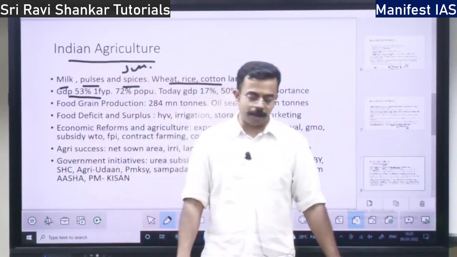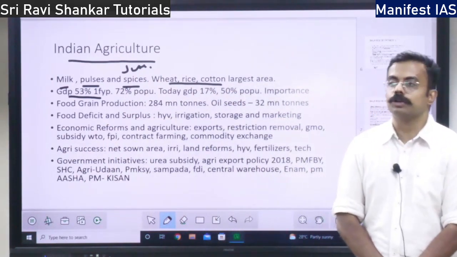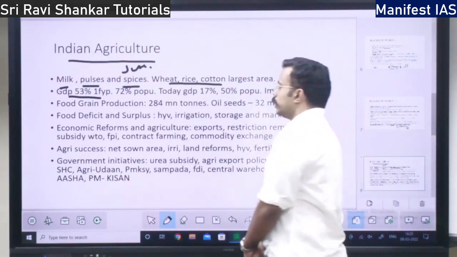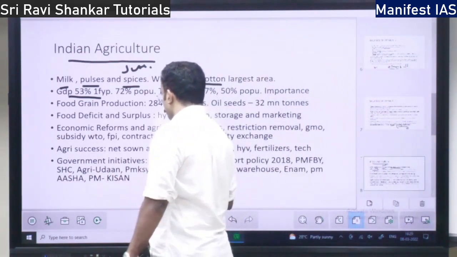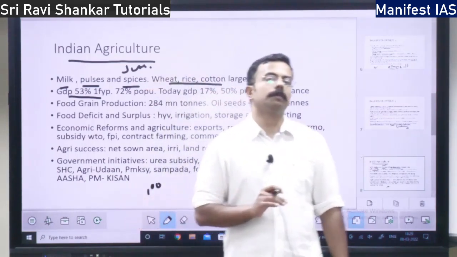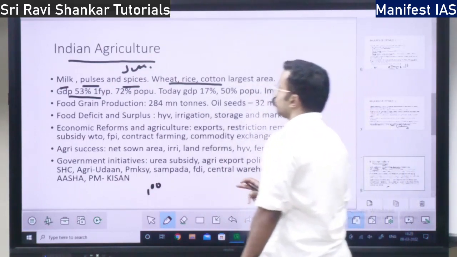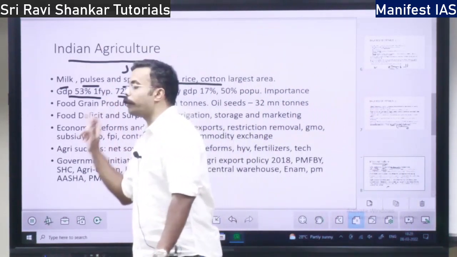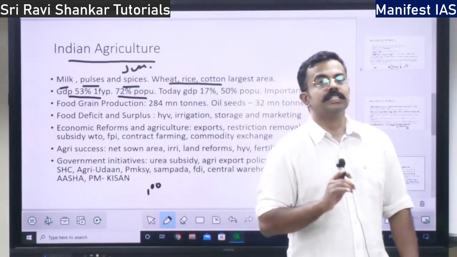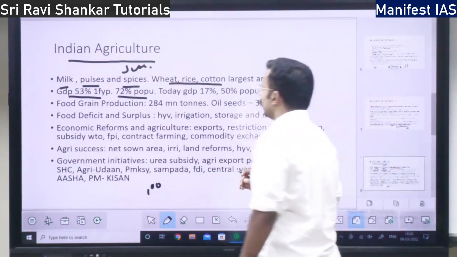During the first 5-year plan, during the 1950s, agriculture contributed 53% of our GDP. So, if our GDP was 100 rupees, 53 rupees used to come from agriculture alone, right? During independence, 72% of the population was dependent on agriculture.